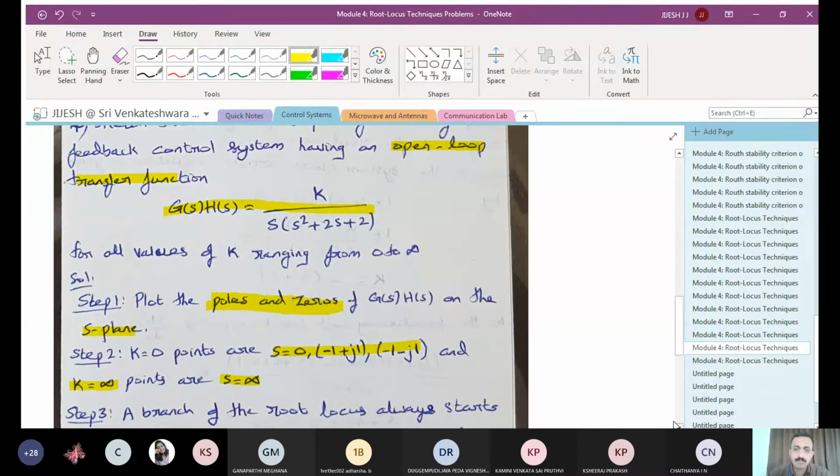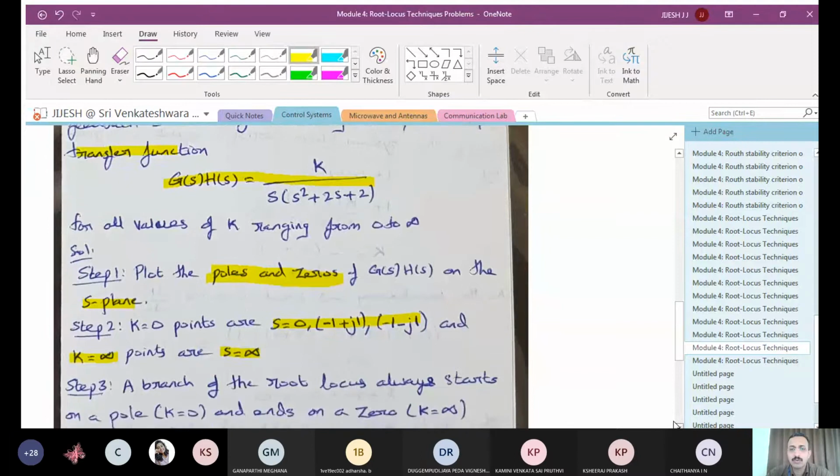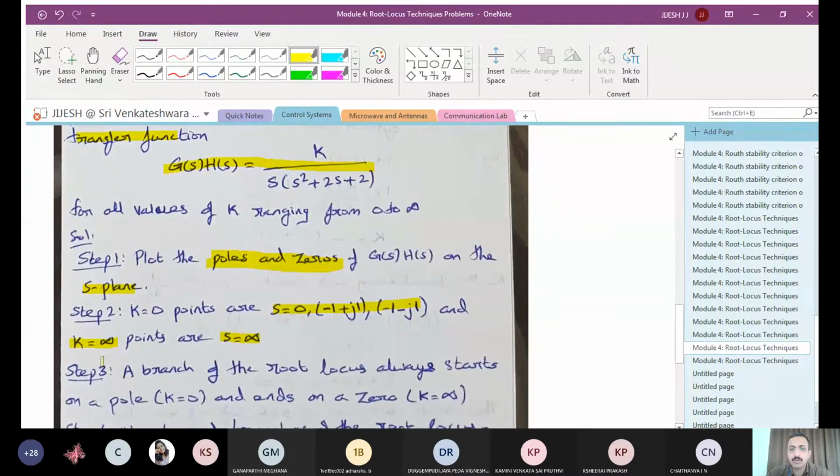So we know that a branch on the root locus always starts from a pole and ends on a 0. So that also you can note down as step 3. The branch of the root locus starts from a pole and ends on a 0.